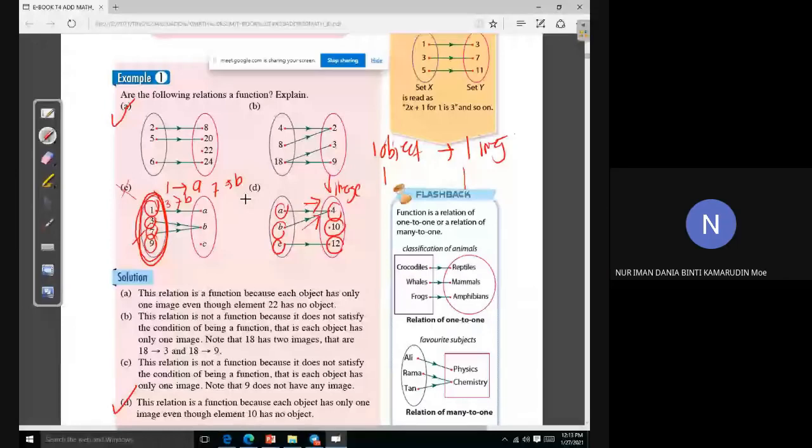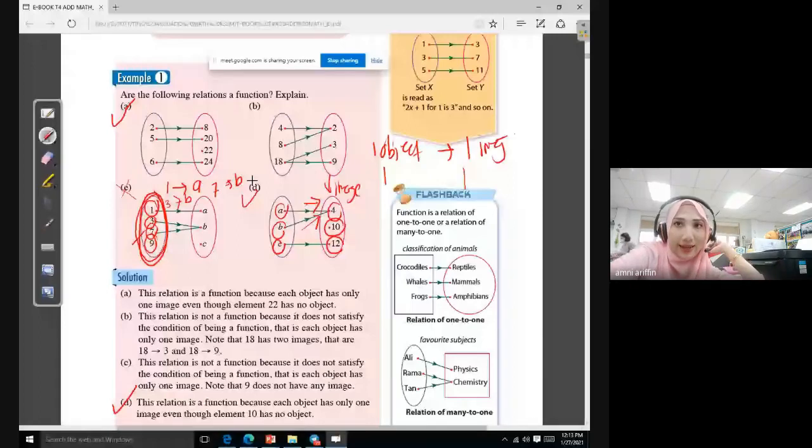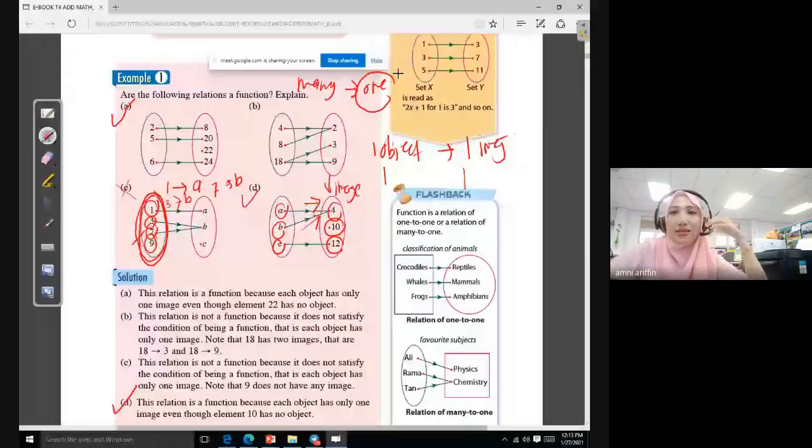Yes? So two objects can have the same image, right? Yes, boleh. Two objects, that means many, right? Many to one. So as long as we produce one image only. Yes, Khairi. If one object has two images, cannot lah. Tak boleh, cannot. One object, two images cannot. But two objects can have one image. Okay, thank you. So it will produce only one image. That we call a function. Okay, jelas?